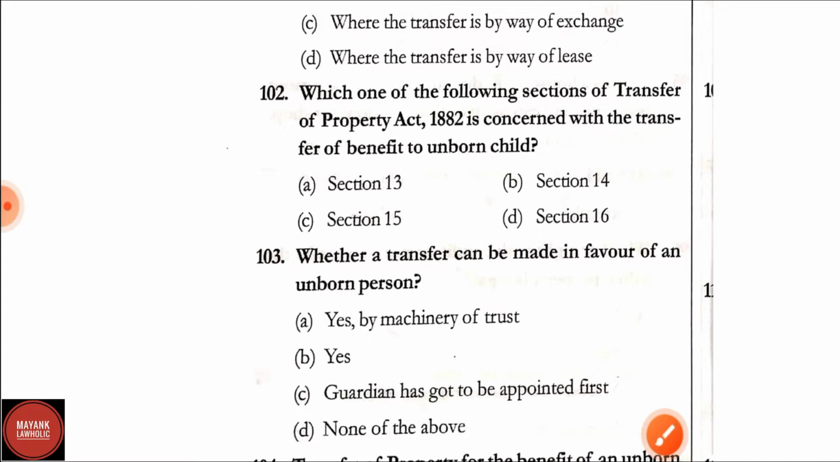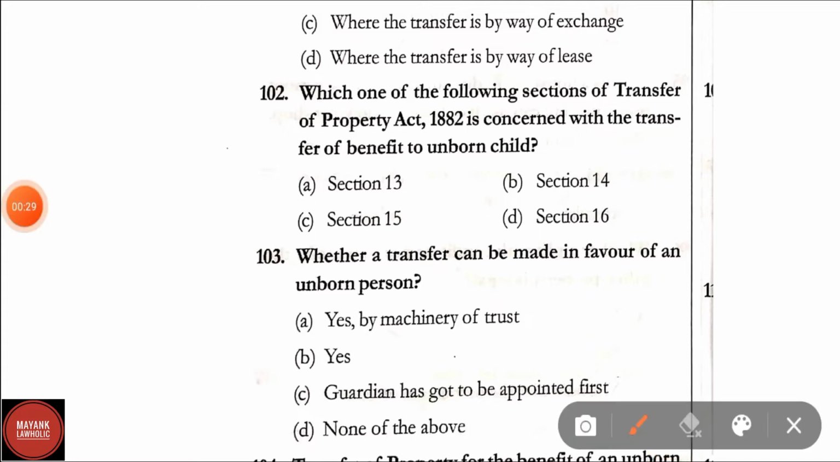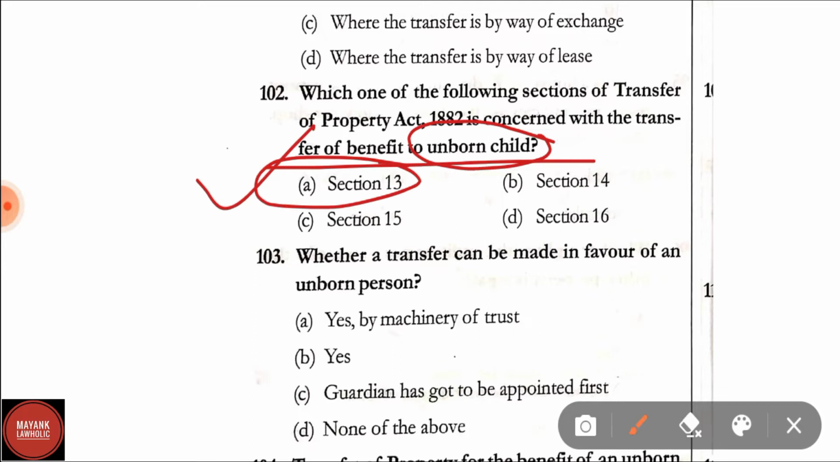Question number 102. Which one of the following sections of Transfer of Property Act 1882 is concerned with the transfer for the benefit of an unborn child? Options are section 13, section 14, section 15, section 16. Correct answer is section 13.